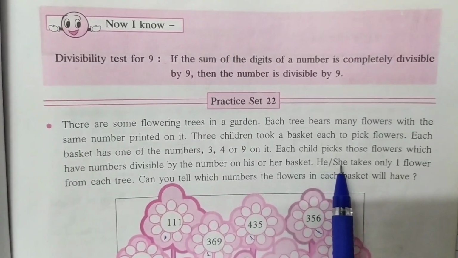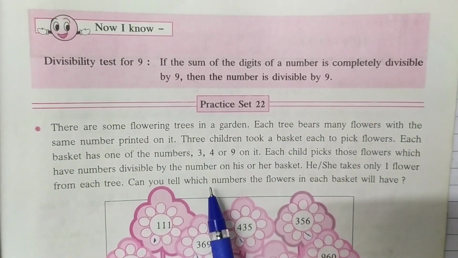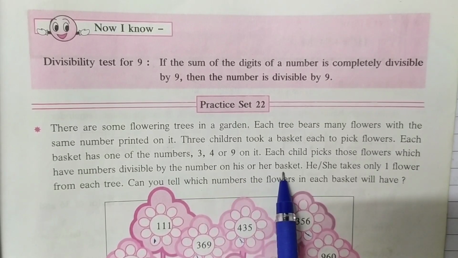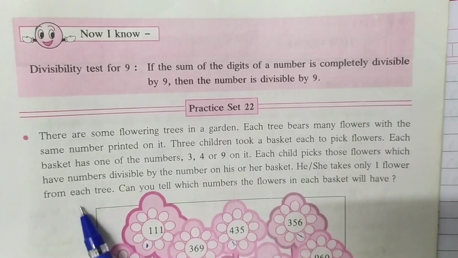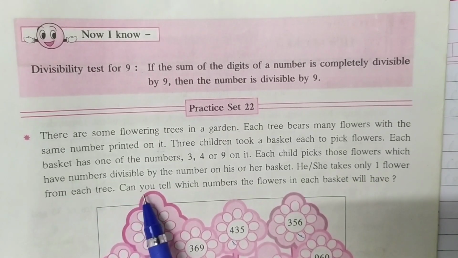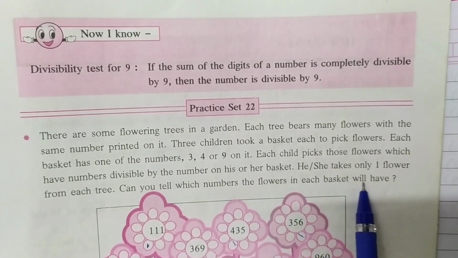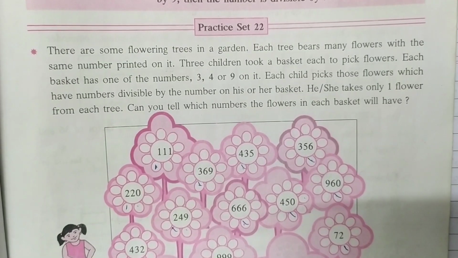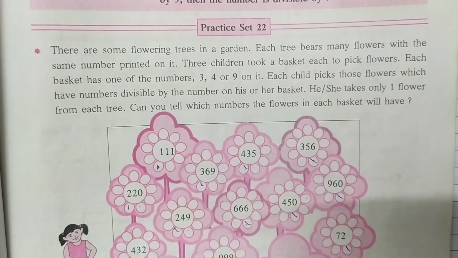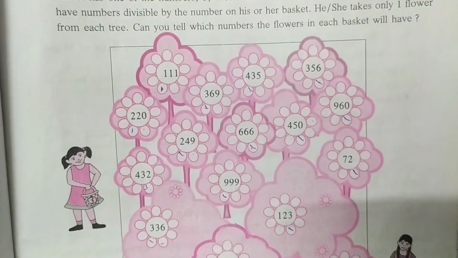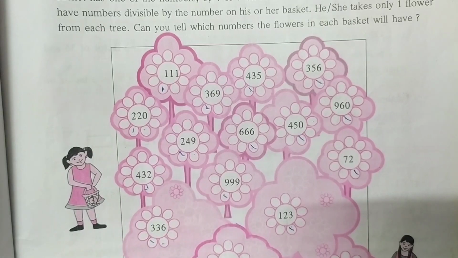Each child picks those flowers which have numbers divisible by the number on his or her basket. He or she takes only one flower from each tree. Can you tell which numbers the flowers in each basket will have? We have to find out which numbers the flowers in each basket will have. Every tree has many flowers of this number.